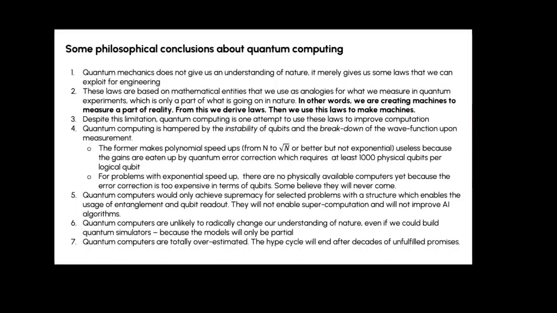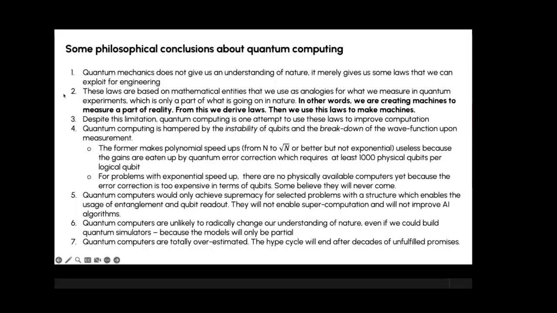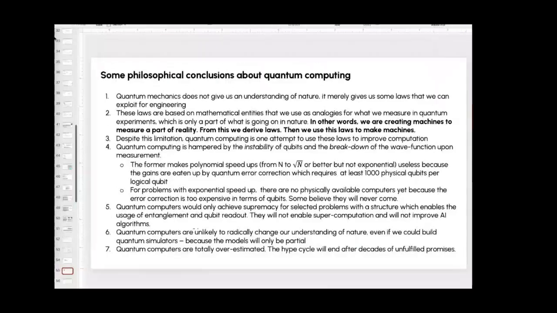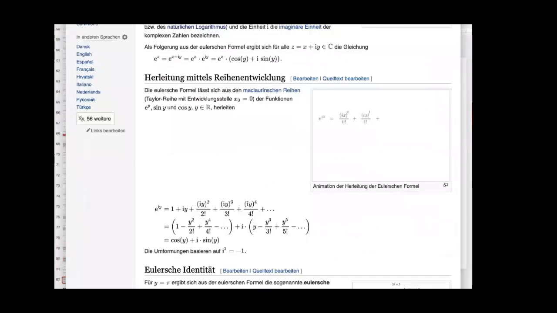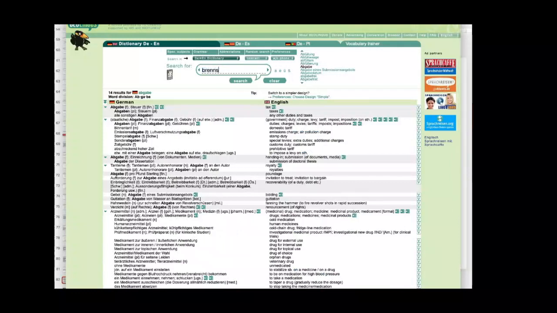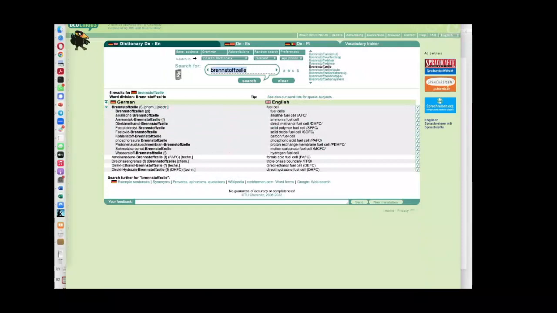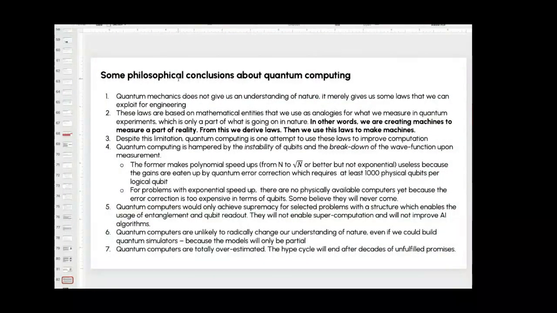So I think quantum computers are totally overestimated. The hype cycle will end after decades of unfulfilled promises. This is usually the case when things are promised that are not delivered upon, then the hype cycle ends. One important example is, what's the name of this in English? Brennstoffzelle. You know what that is, Barry? Yes, fuel cell. Thank you. So the fuel cell is a machine that takes hydrogen as input and produces electricity as output.